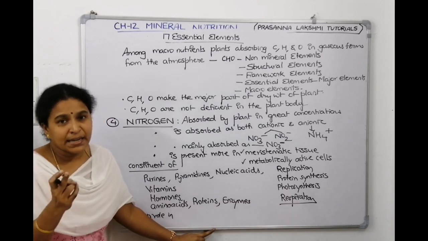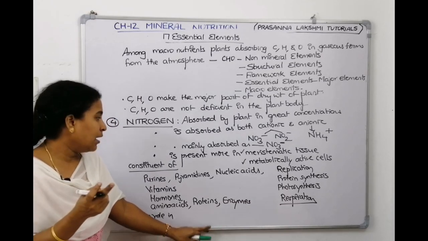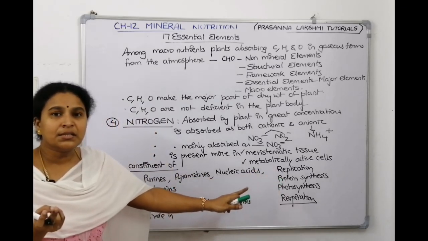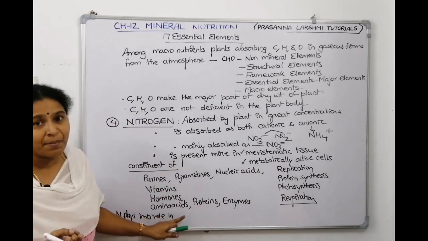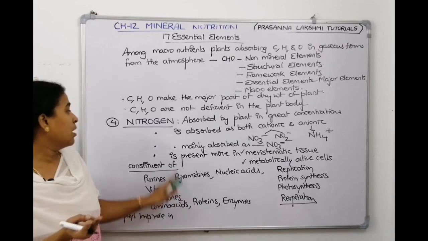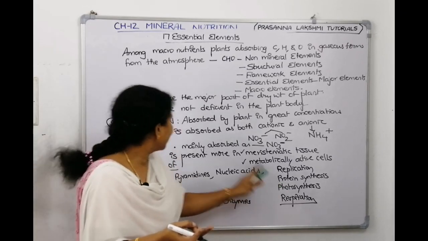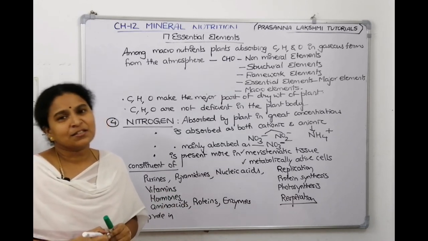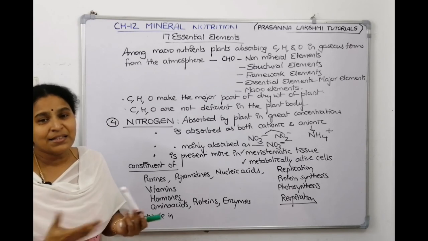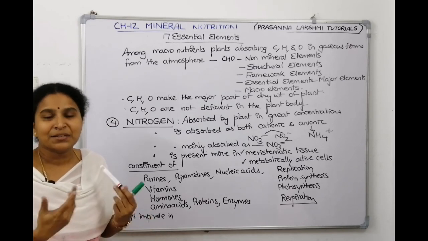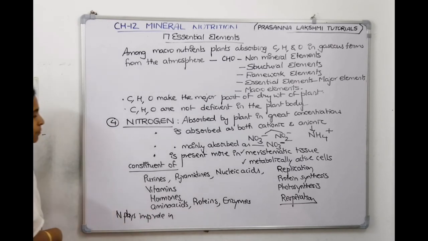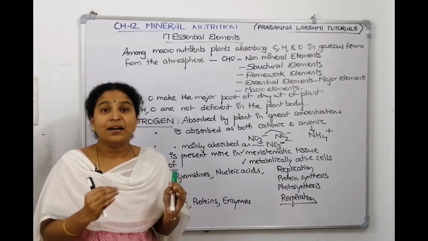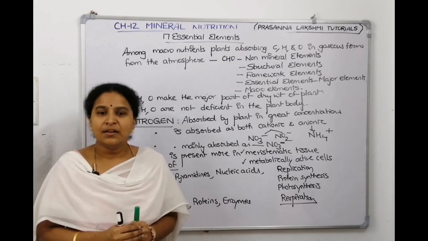See, what is replication? Making DNA. Nucleic acids need nitrogen, so it helps in replication. Protein synthesis is making proteins. Proteins are made up of amino acids. Amino has a nitrogen group. So for protein synthesis, nitrogen is required. And in photosynthesis also nitrogen is required. Enzymes do photosynthesis, so enzymes are required. For respiration also, we can tell nitrogen is required. So all these are the functions of nitrogen. Take a screenshot.